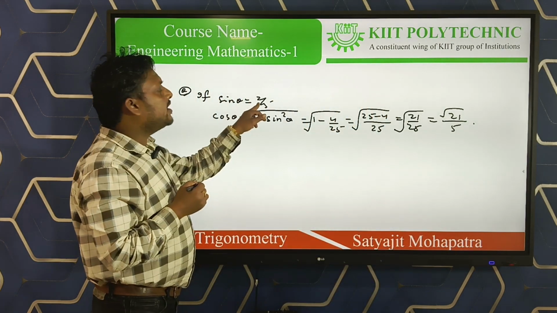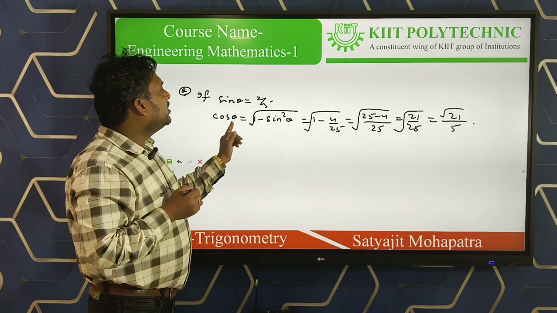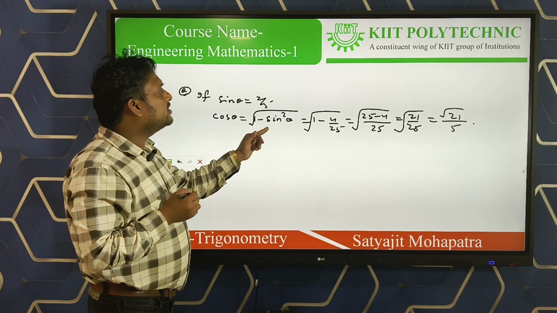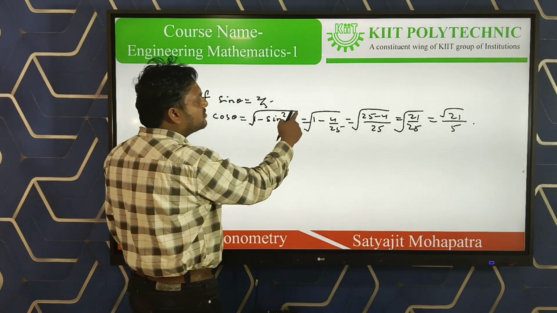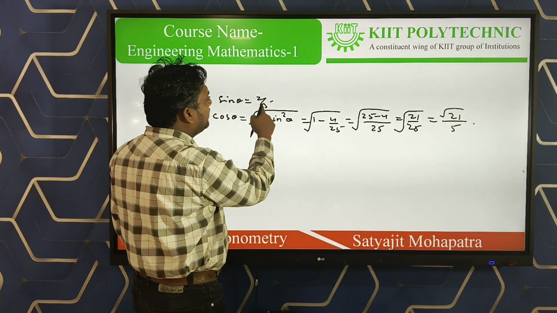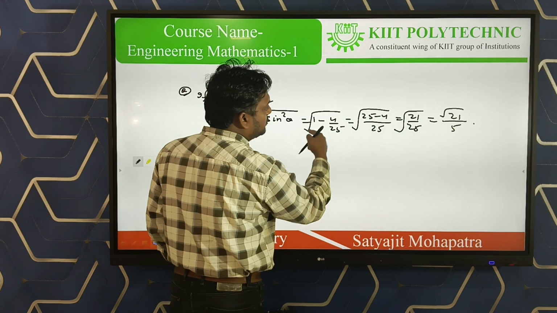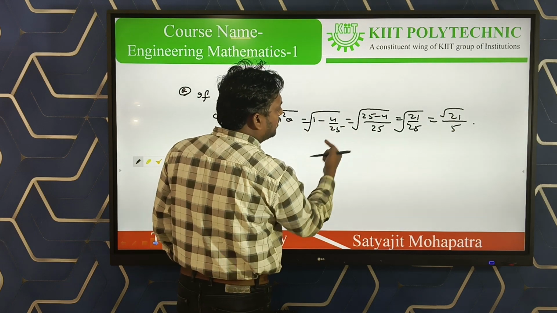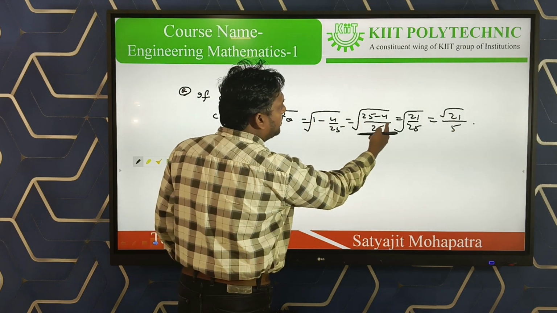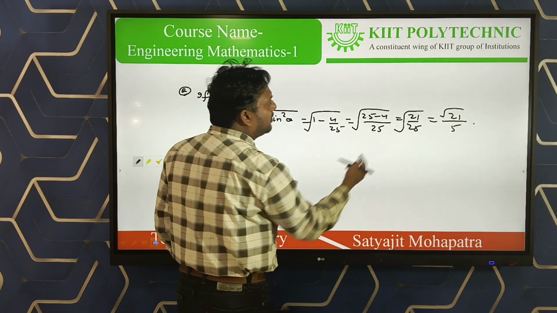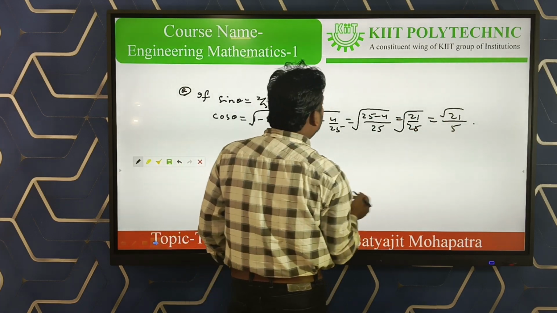All of you see, sin theta is given as 2 by 5. You can find cos theta using the relation: root of 1 minus sin square theta. Take 1 minus sin theta, given as 2 by 5, its square. Then do the subtraction and square root. LCM is 25, 25 into 1 minus 4, 21 by 25, root over. That becomes root 21 by 5.